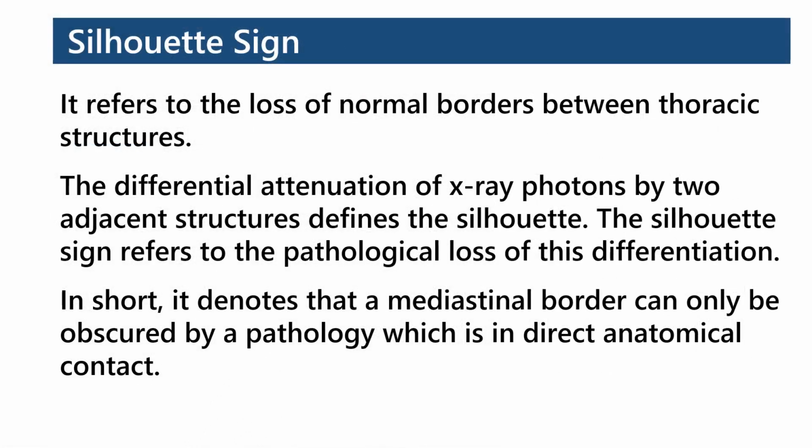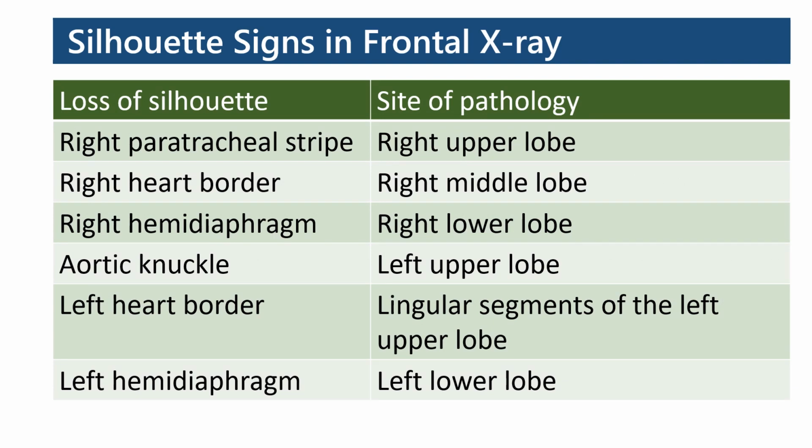Silhouette sign refers to the loss of normal borders between thoracic structures. The differential attenuation of X-ray photons by two adjacent structures defines the silhouette. The silhouette sign refers to the pathological loss of this differentiation. In short, it denotes that a mediastinal border can only be obscured by a pathology which is in direct anatomical contact. These are the silhouette signs in frontal chest X-ray.